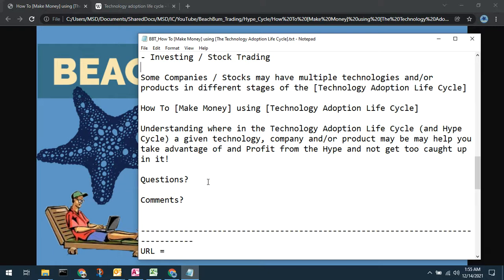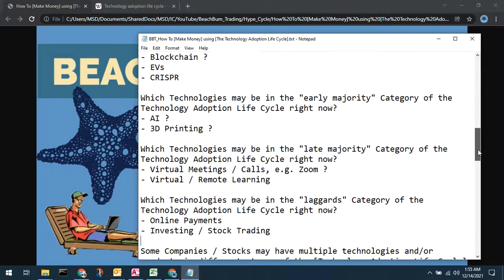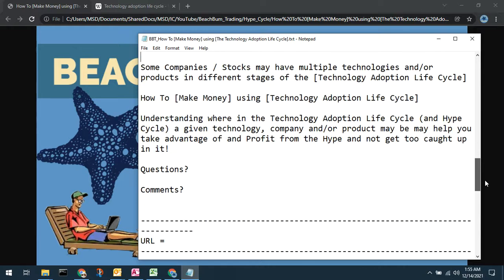So please let us know in the comments below or in our Facebook group if you have any questions or comments. What do you think of all this information? What do you think of the technology adoption life cycle? What do you think of our assessment of some of these technologies? What other technologies do you think fall into the various categories? And let's talk about it. And how can we make money using this information, using the technology adoption life cycle and the hype cycle?